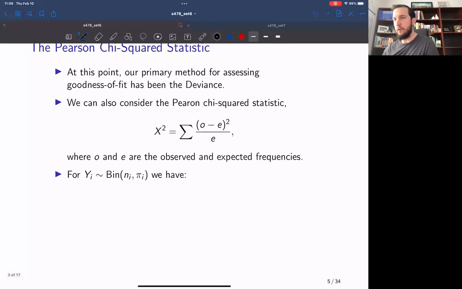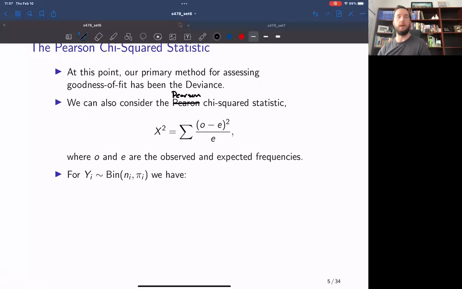Okay, so the first goodness of fit statistic that we will introduce is the Pearson chi-square goodness of fit statistic. This has a pretty familiar definition. It is a chi-square random variable, same as the deviance, and it's found by taking the sum of the observed minus expected quantity squared over expected. I would imagine that this looks fairly familiar to all of you because this is the general definition of the chi-square test statistic.